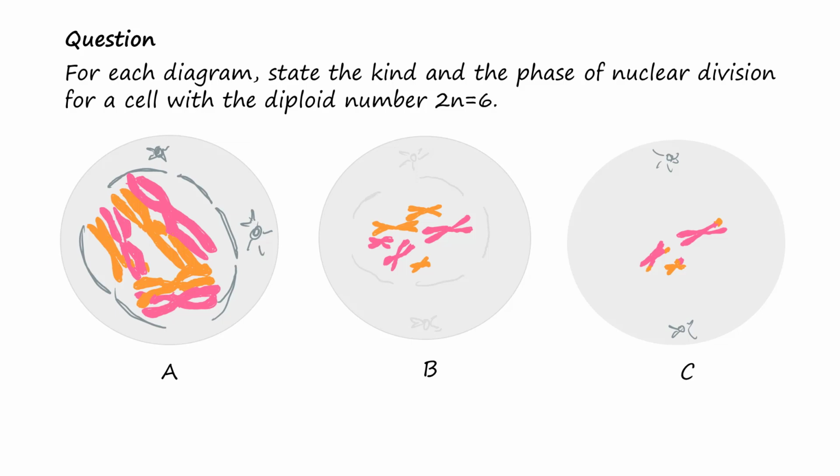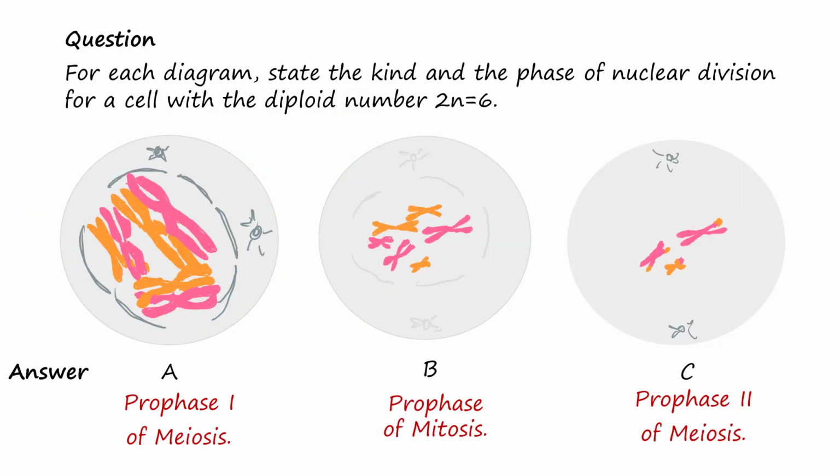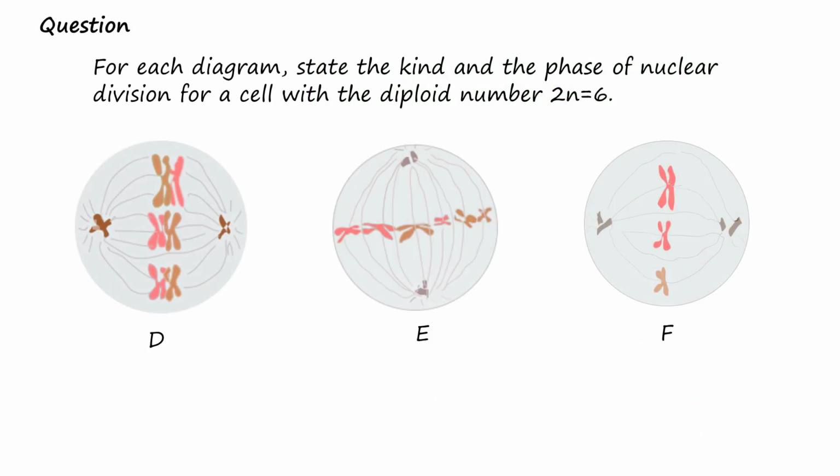Answer. A is a cell in prophase 1 of meiosis, as chromosomes are duplicated, condensing, and paired. B is a cell in prophase of mitosis, as chromosomes are duplicated, condensing, but randomly positioned. C is a cell in prophase 2 of meiosis, as the cell has a haploid number of chromosomes randomly positioned. Question: how about these three cells?